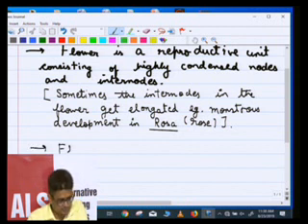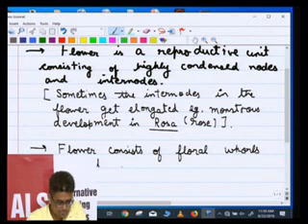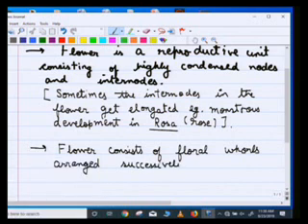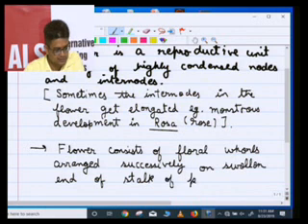Flower consists of floral parts called floral whorls, arranged successively on the swollen end of the stalk or pedicel, called the thalamus.